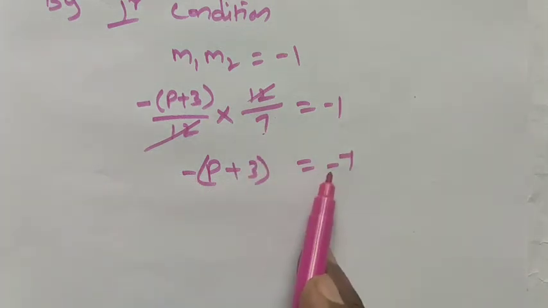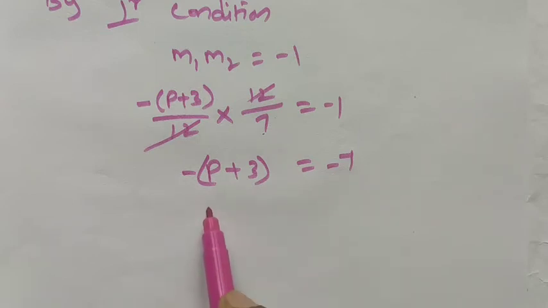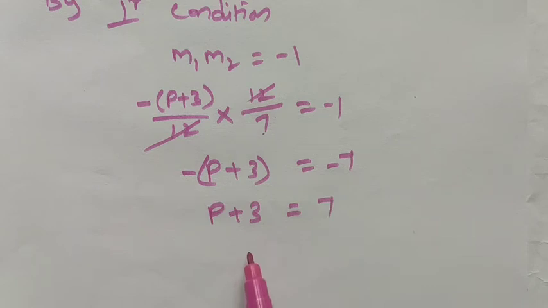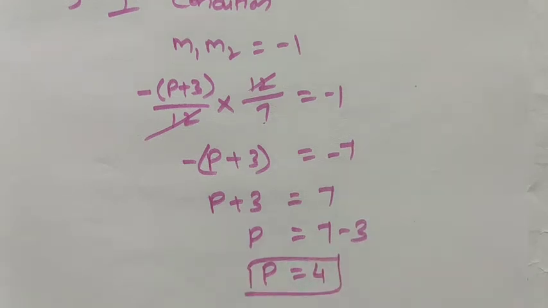Now both sides have the negative symbol, so we cancel that negative symbol. p plus 3 is equal to 7, then p is equal to 7 minus 3, p is equal to 4 is the answer. This is the value of p when the two equations are perpendicular. Thank you, students.